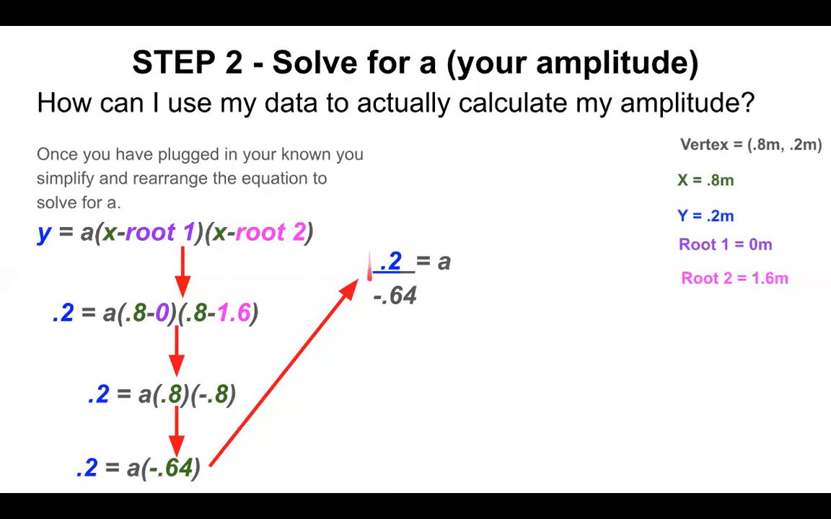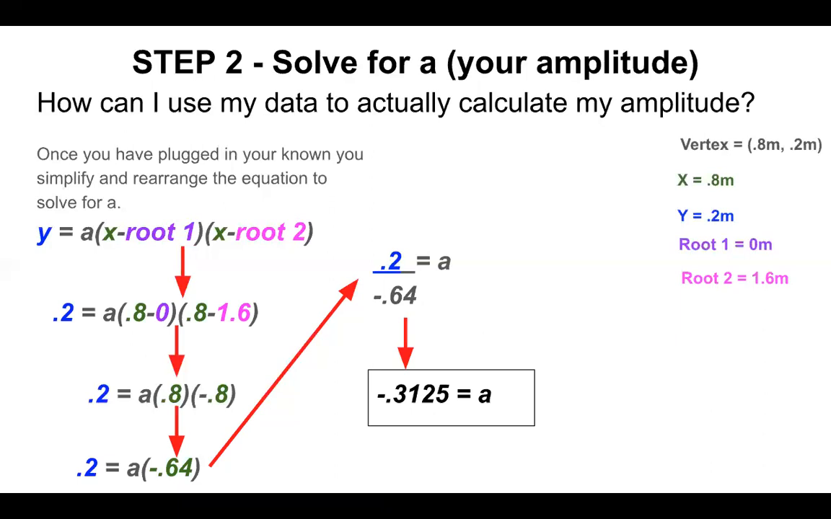Whatever I do to that side, I have to do to both sides. So that's why on this side of the equation, I now have 0.2 divided by negative 0.64. And don't forget, that symbol has to go with it, which is why this is negative. Now, once I'm here, all I have to do is simplify this, and I have my answer for a. If I plug it in a calculator, 0.2 divided by negative 0.64, I get an answer of negative 0.3125. And that is my amplitude.